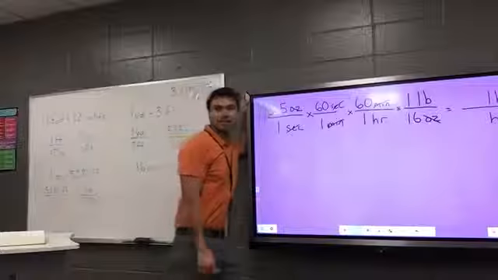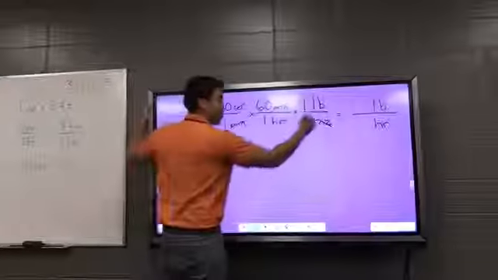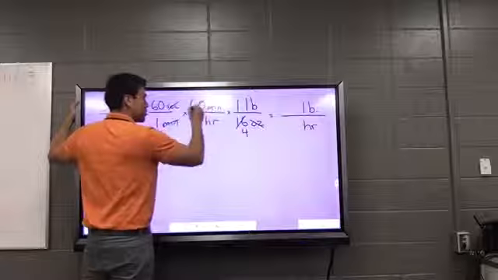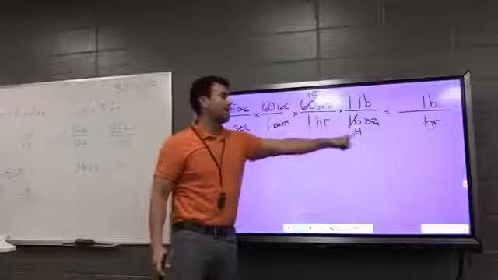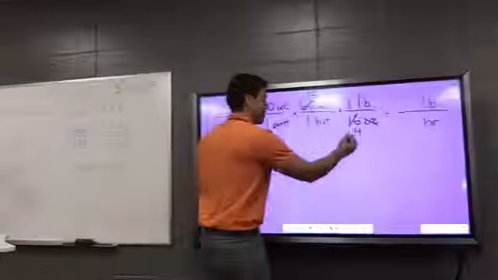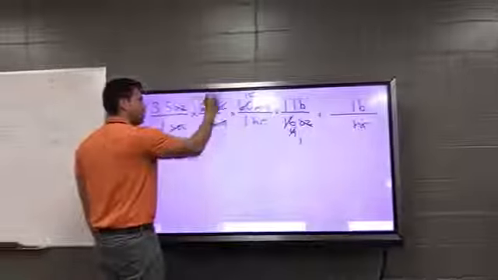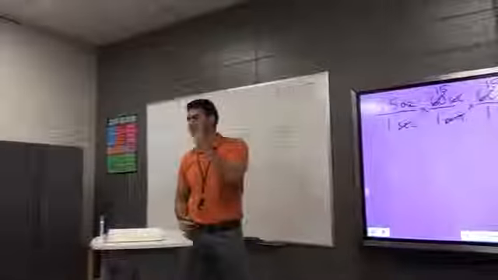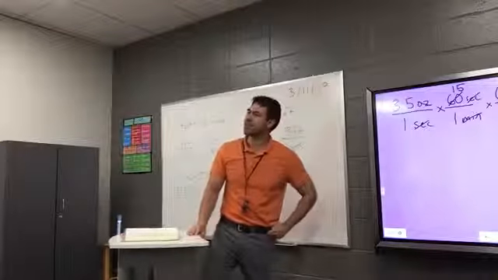How about this? What goes into 16 and 60? 4. 4 goes into 16 4 times, and 4 goes into 60 15 times. Oh, man, there's nothing else to cancel except 4 and 4 again. 4 goes into 4 once. But I still have 3.5 times 15 times 15. Wait! 15 times 15?